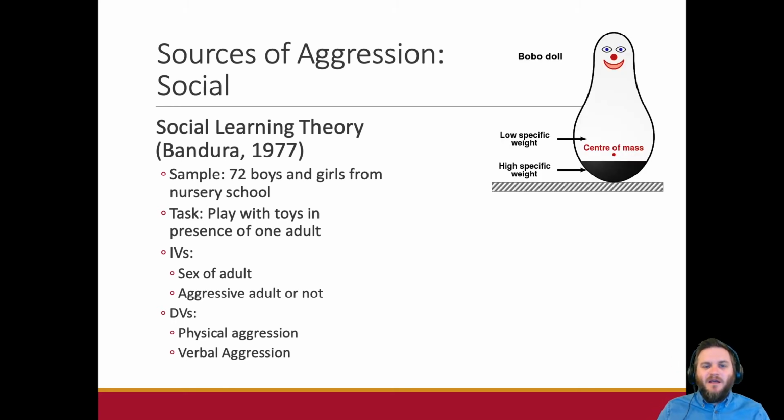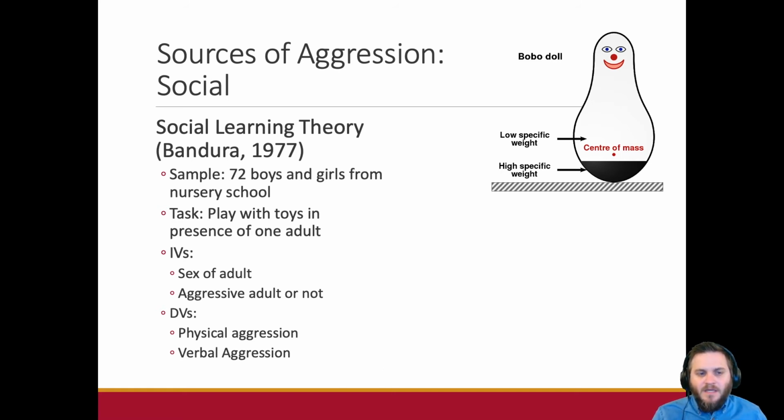So here's a poor drawing of Bobo. It's an inflatable clown, and I have a video for you. You can actually see the Bobo doll. It's an inflatable clown, and there's a weight at the bottom of it, so the center of mass is toward the bottom. If you hit Bobo, he will come right back up. So essentially coming back for more.